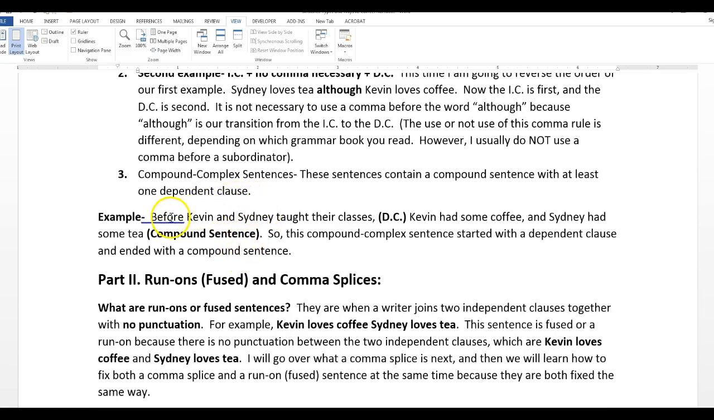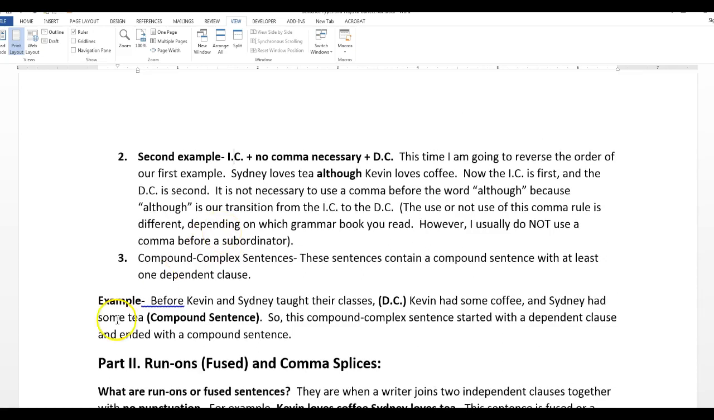Here we go. Here's a new example. Before Kevin and Sydney taught their classes, comma, Kevin, oh, I jumped, excuse me for a second. Sorry about that, I'm going to jump back. Here is the example I was looking for.